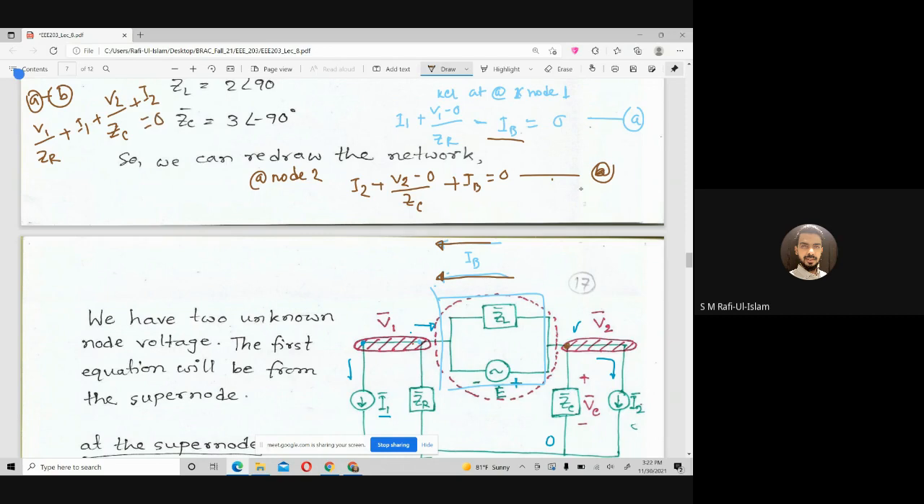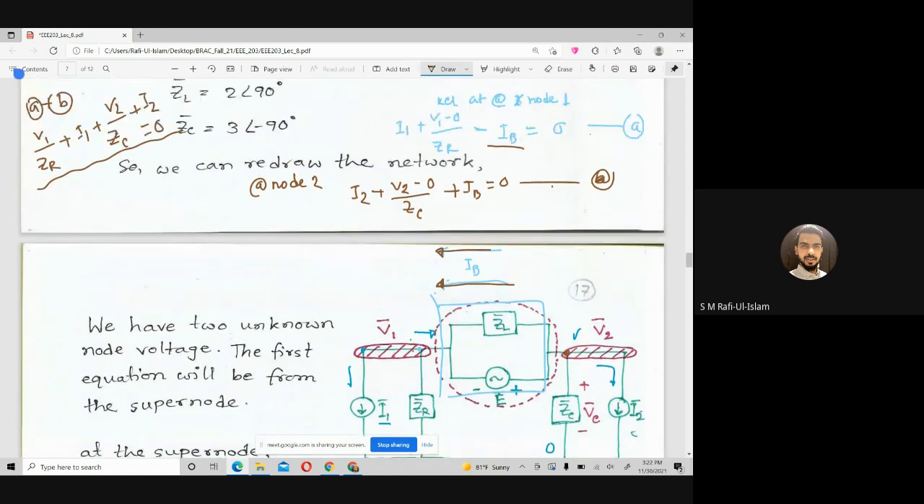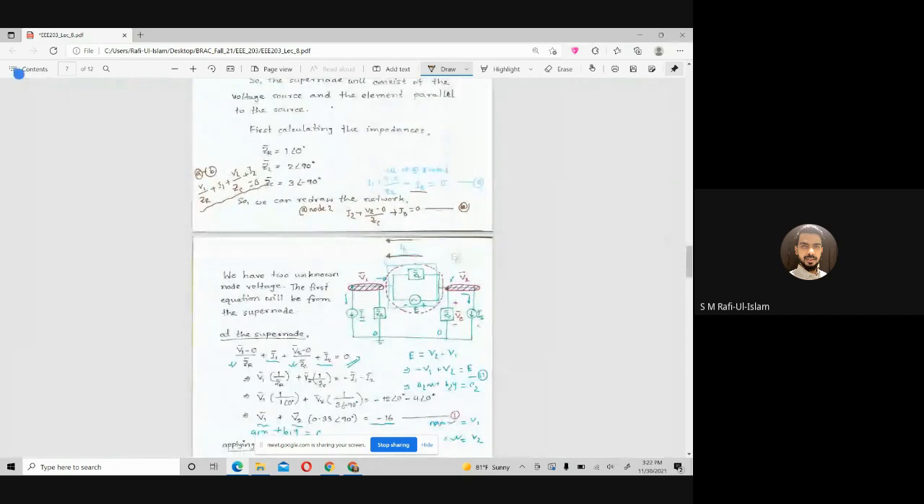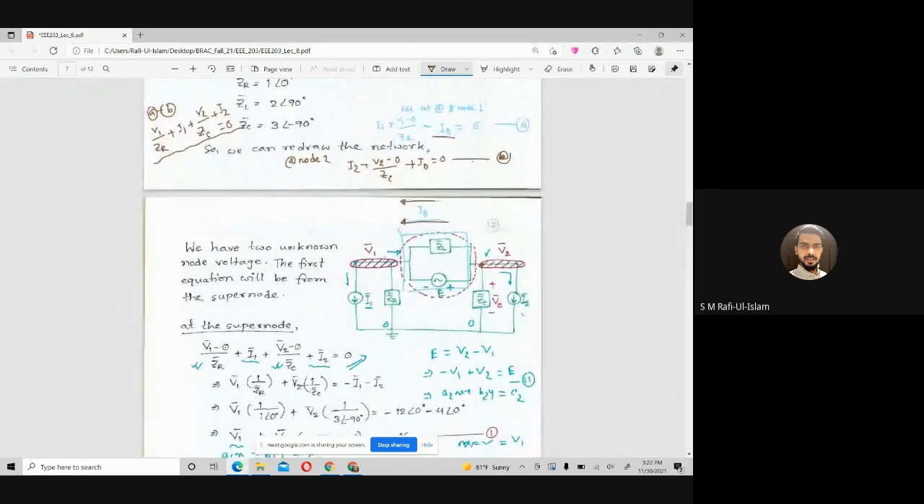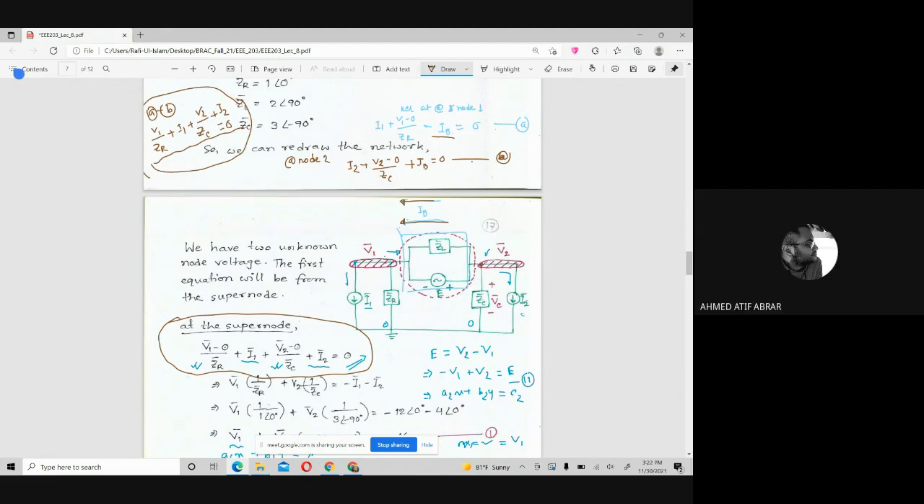Now the interesting thing will occur. Could you see? Now look at the equation of the super node here, and now look at the equation I just got from combining the two equations. Are these two the same? Yes, sir. This is called the super node.